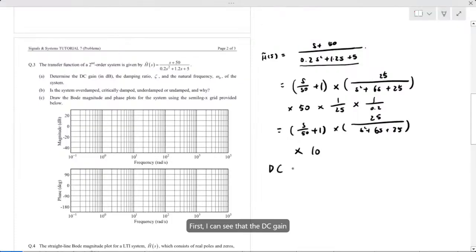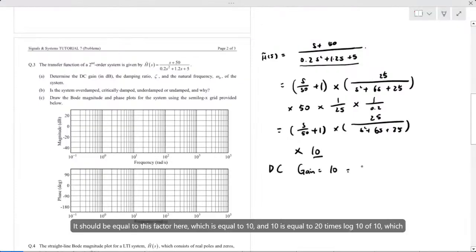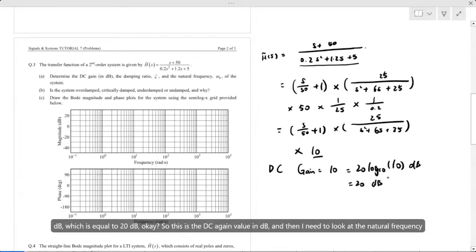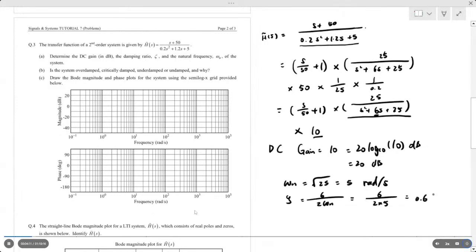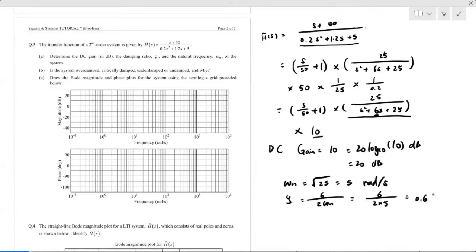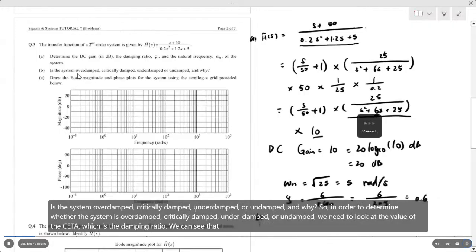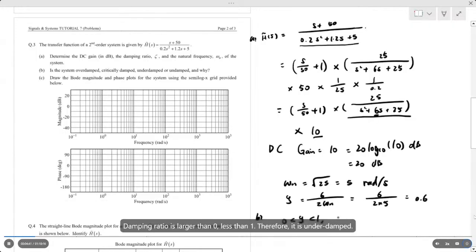First, I can see that the DC gain should be equal to this factor here, which is equal to 10, and 10 is equal to 20 times log 10 of 10 dB, which is equal to 20 dB. Okay, so this is the DC gain value. In order to determine whether the system is underdamped, the damping ratio is larger than 0 and less than 1, therefore it is underdamped.